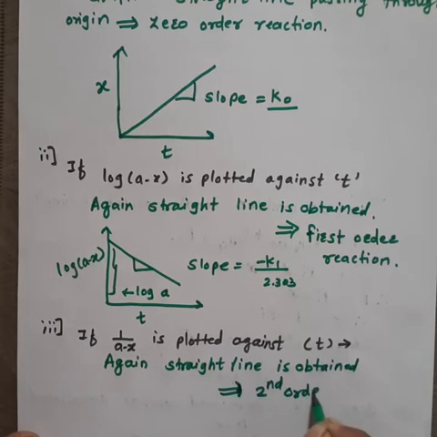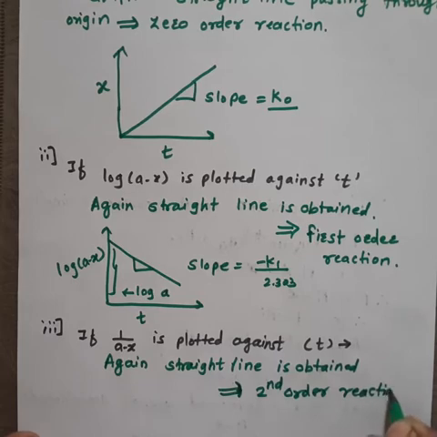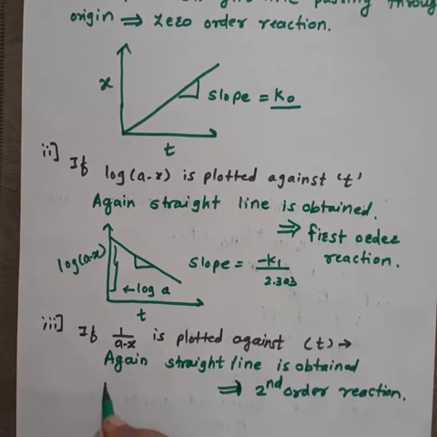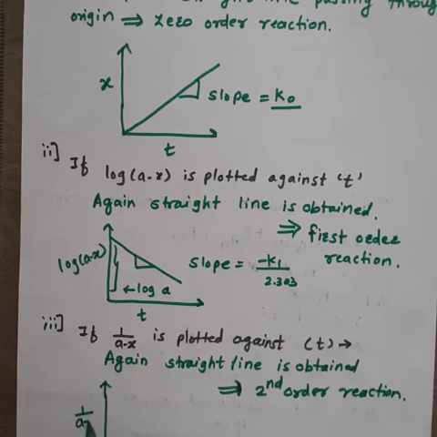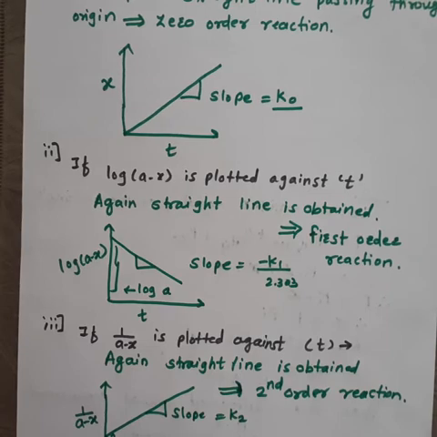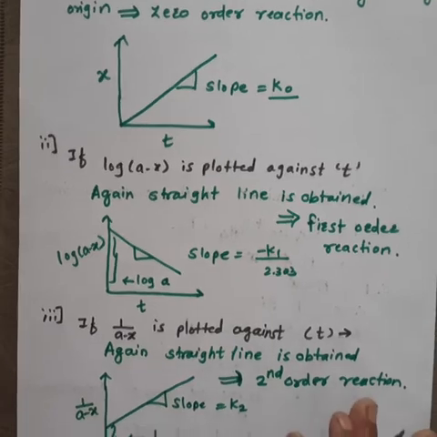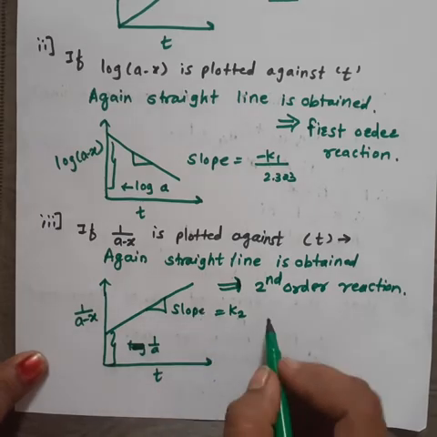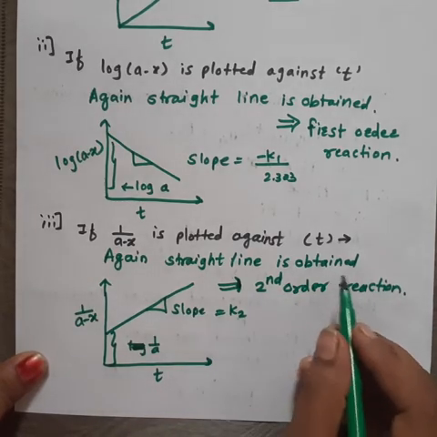Second order reaction. We have already studied this also. So if we plot 1 upon (a minus x) versus time, we got a straight line having slope equal to k2, and the intercept is equal to 1 upon a. So from that we can say that this is a second order reaction.